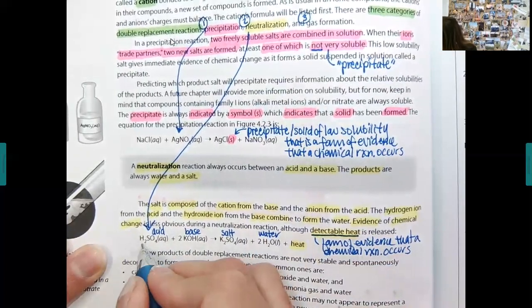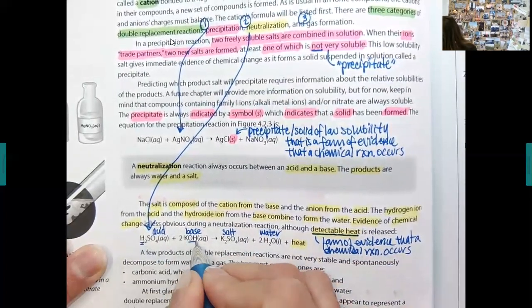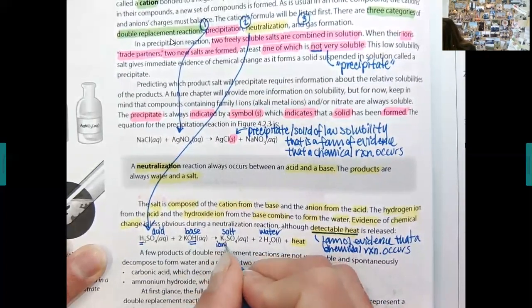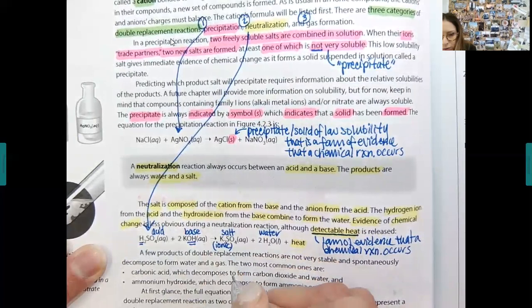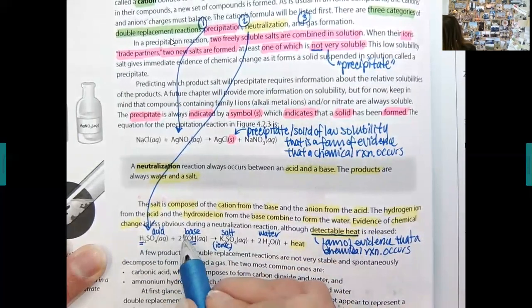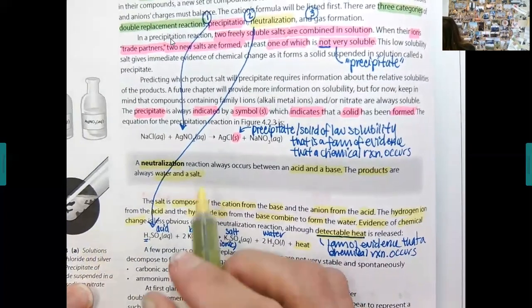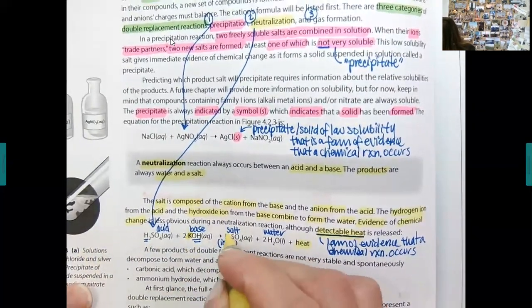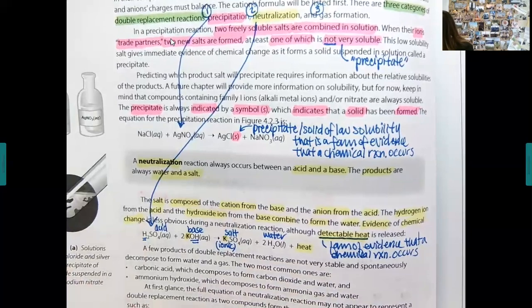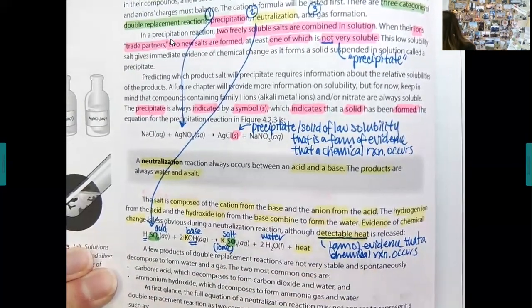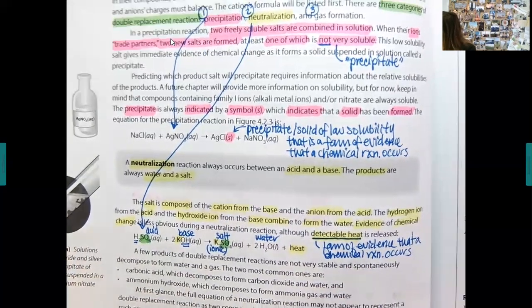Remember, acids are going to begin with hydrogen. Bases contain a hydroxide ion. Salts are ionic compounds. It's a cation followed by an anion. And the cation came, and this may help you, from the base, right there. And then the anion came from the acid, right there, okay?